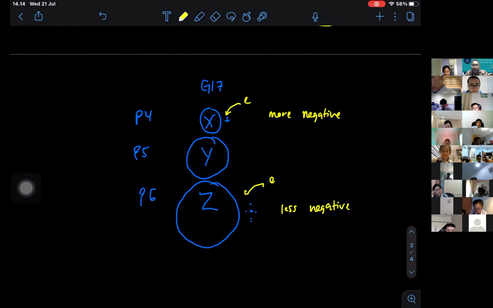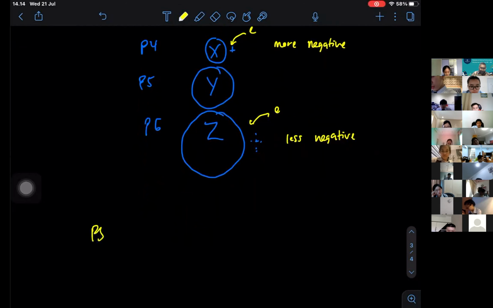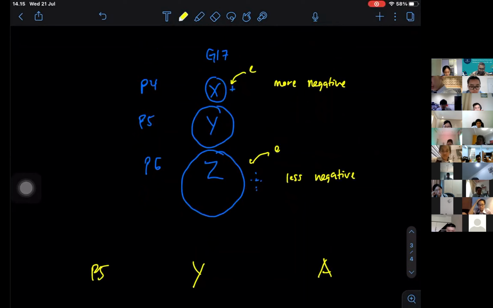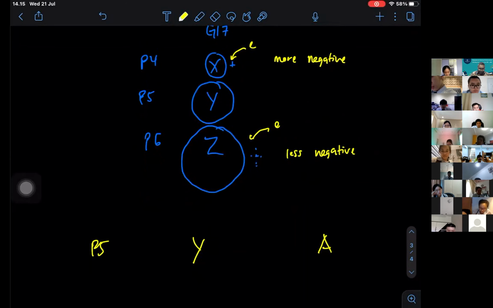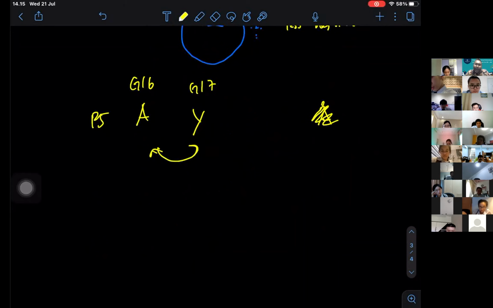And then if they ask you to compare group 16 and 17, for example, within the same period 5, you have Y and then you have A. A is going to be group 16 and this is group 17, and I want you to compare between A and Y. How do we compare? Quite simple again, within the same period.